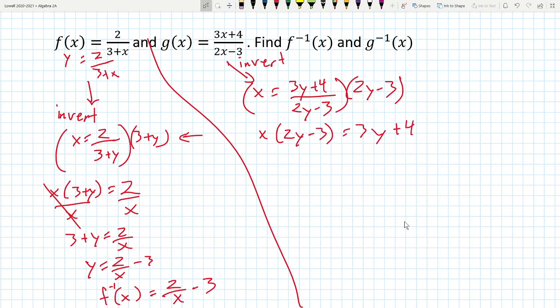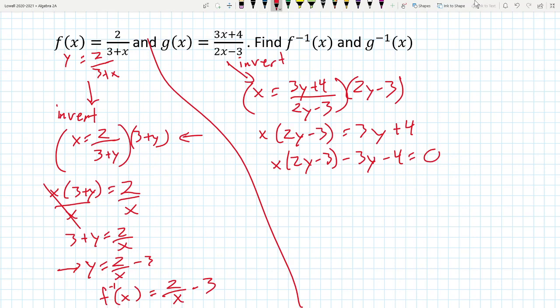Okay, this one is going to be a little bit messy because remember, we need to get all the y's in one place together, because again, we want to get y equals something. So let's get all the y's to the same side. Let's just put everything on the left side for now and see what happens. So I'll put x times 2y minus 3 minus 3y minus 4 equals 0. The minus 4 didn't really need to join us, but why not?